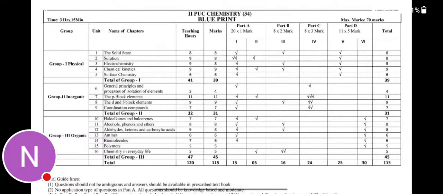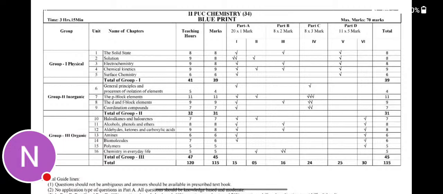Next is the 11th chapter, that is alcohols, phenols and ethers. 8 hours is the teaching hours for this chapter. 8 marks is allotted for this chapter, in which part A, that is first main, has 1 question for 1 mark. Part A, as you know, first main is for 1 mark, and in part B, 1 question is there for third main, that is 2 marks question, and part D, 5 marks question, sixth main, 1 question is there. So totally 5 plus 2 plus 1, 8 marks is there for this chapter, alcohols, phenols and ethers.